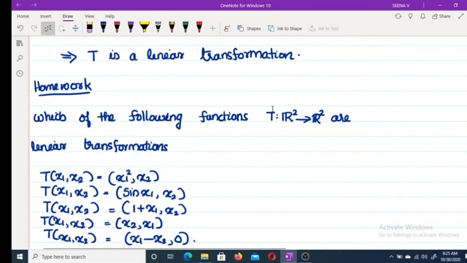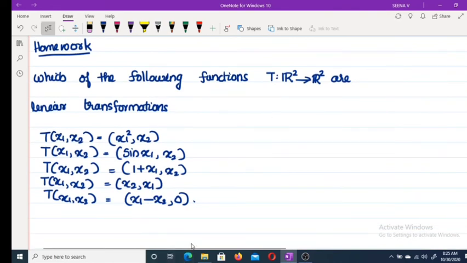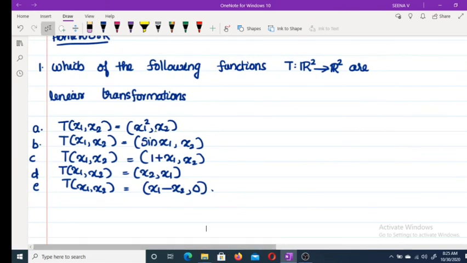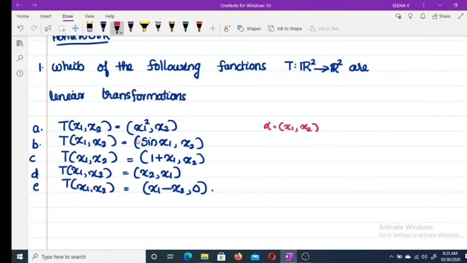So here are some problems that you try as homework. T of x1, x2 equal to this one. Verify whether, if you take two elements like this, alpha equal to (x1, x2) and beta equal to (y1, y2), T of C alpha plus beta is equal to C into T alpha plus T beta.